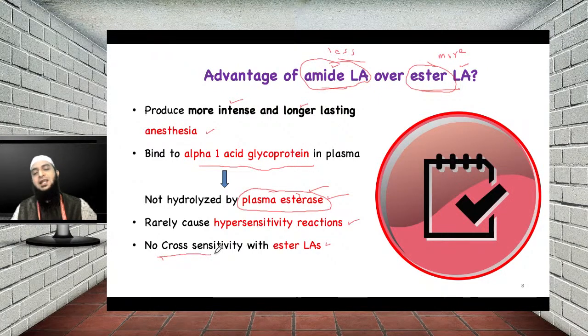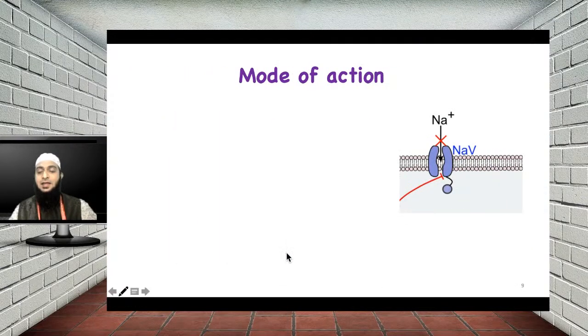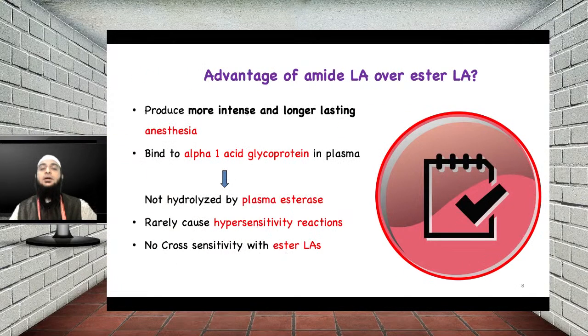There are some general anesthetics which, if they have a particular adverse drug reaction, then other general anesthetics, although the chemical class is different, have a similar type of side effect. But that is not the case with amide local anesthetics, because they do not have cross sensitivity with ester local anesthetics. So these are the advantages of using amide local anesthetics over ester local anesthetics, or this could be the answer why the physician or anesthetist prefers amide local anesthetics over ester local anesthetics.